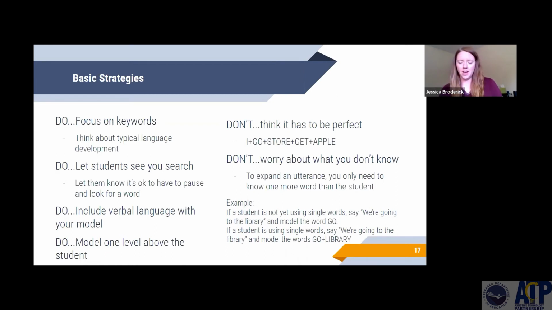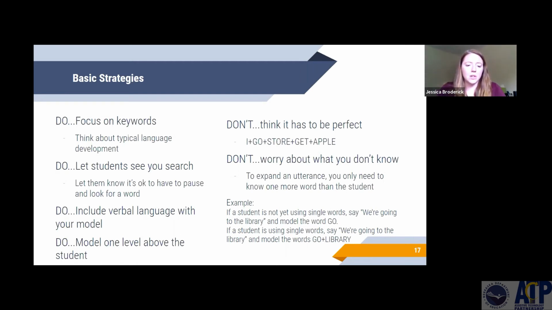On the other side, there is don't worry about what you don't know. To expand on something, you only need to know one more word in the sentence than the student has used. So it's totally okay if you are not an expert in the system and you are learning right along with the student. If they're using 2 words and you're learning 3 words, that's perfectly fine, and you're learning in tandem, and that's okay.